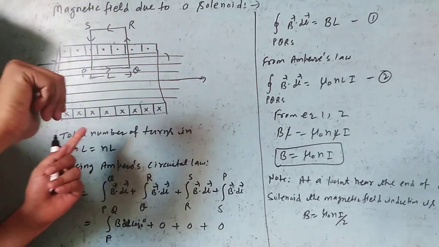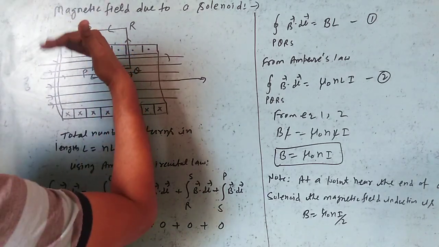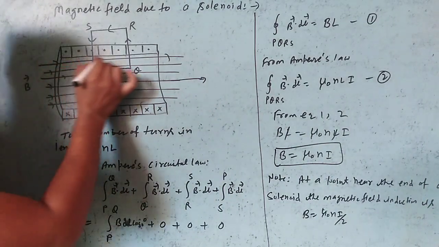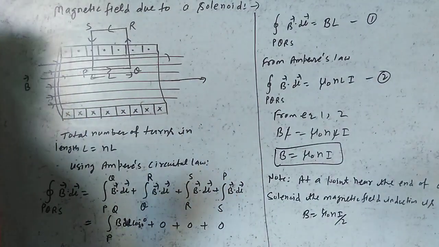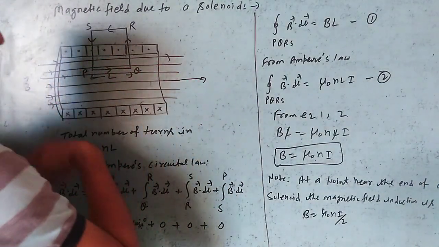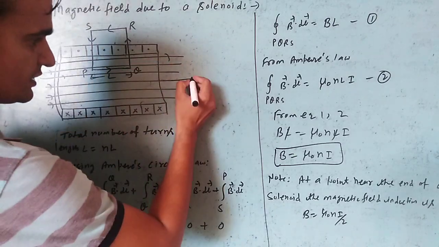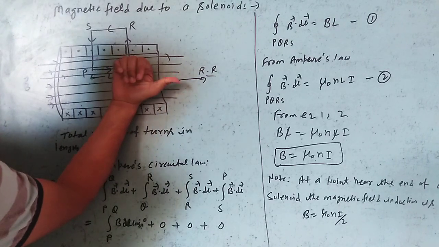clockwise. If the direction of current is outward, the magnetic field lines are anti-clockwise. These lines also represent the magnetic field lines. This is the right hand rule.